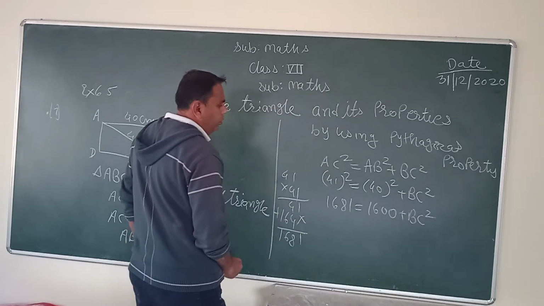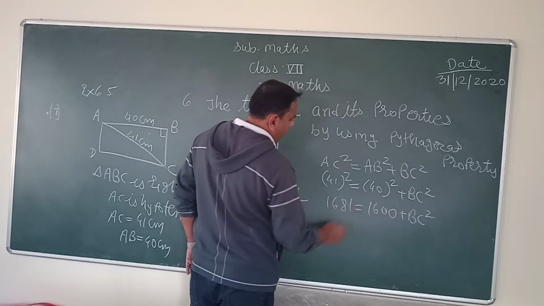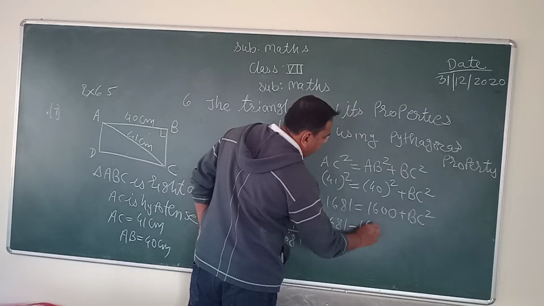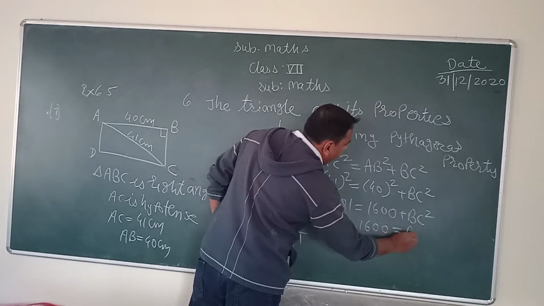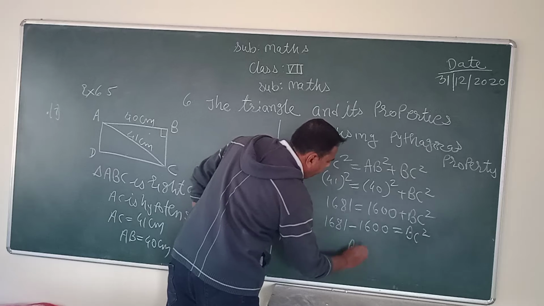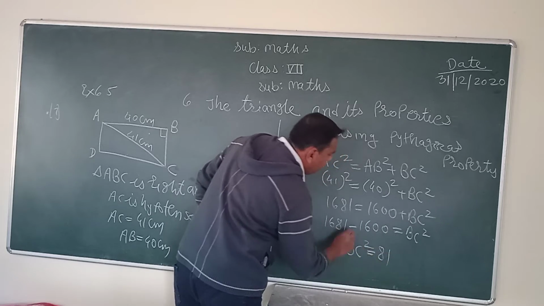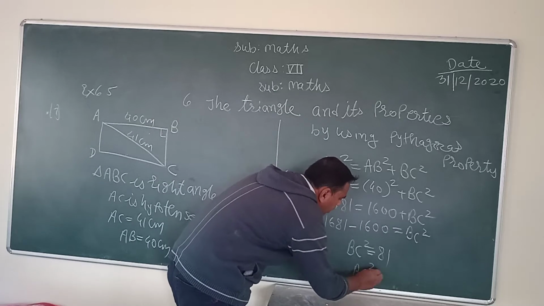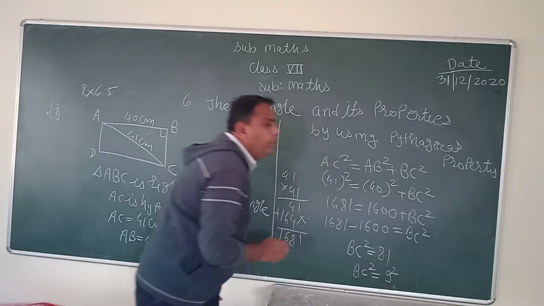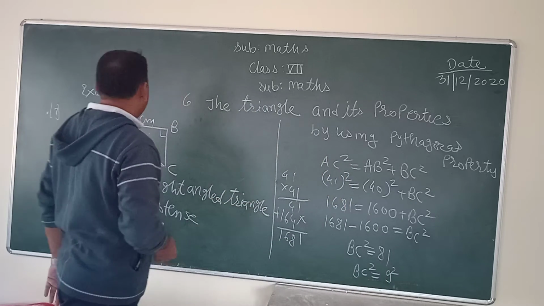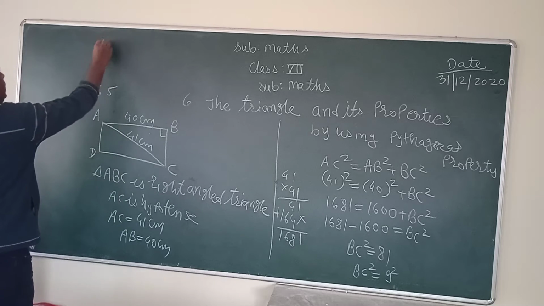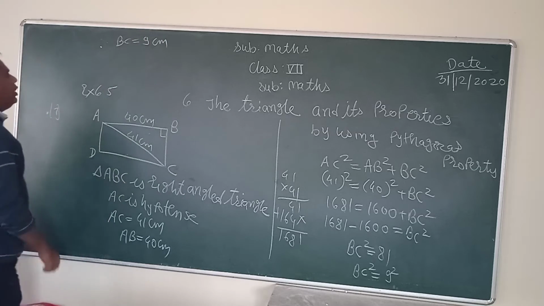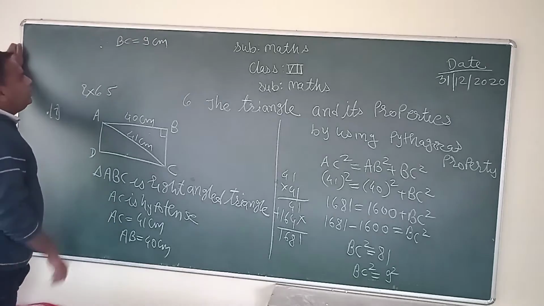BC square. Now we transpose this number to the left side, means 1681 minus 1600 is equal to BC square. And here the difference is 81. And here 81 is the square of 9. So BC square is equal to 9 square, and therefore BC is equal to 9 centimeters. Now we got BC, the breadth of this rectangle.